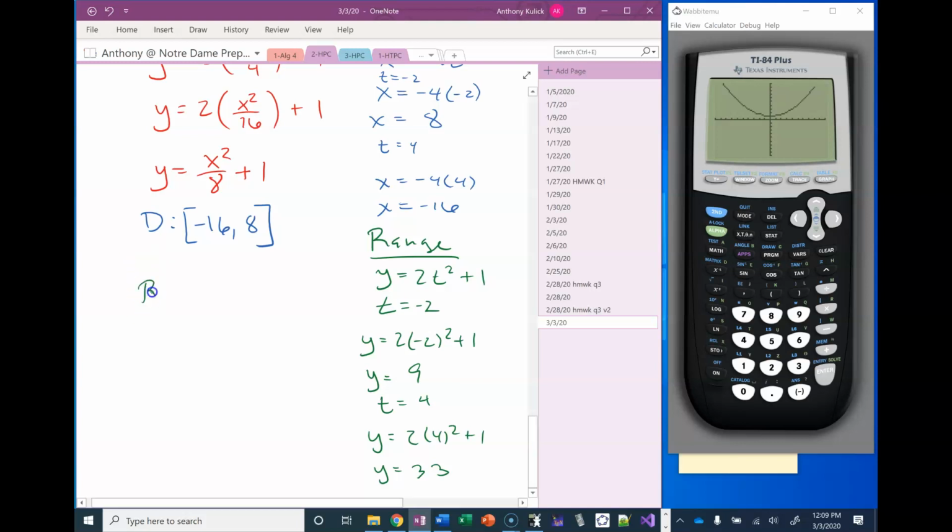So would I write this? Is that correct? It's actually not. Why did this work so nicely for the domain and not for the range?